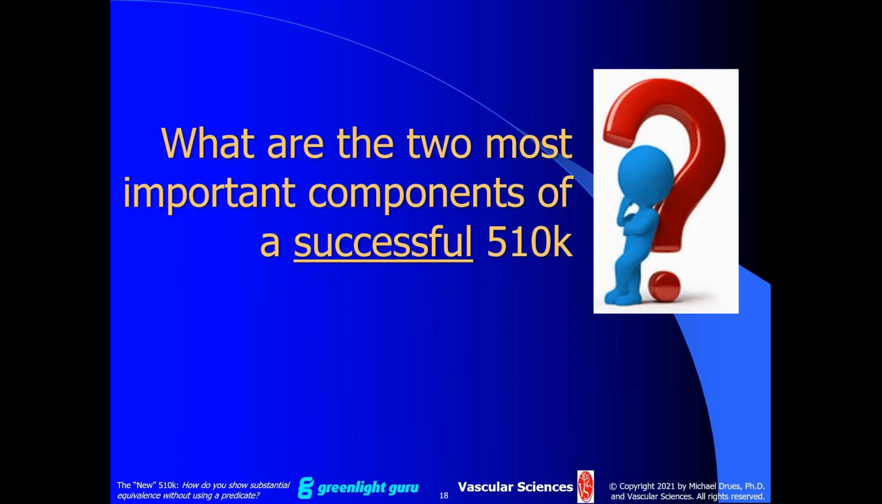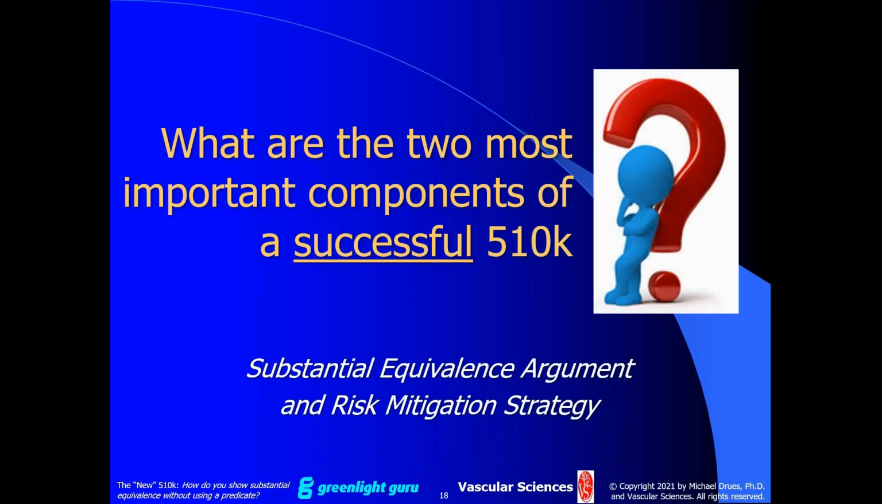And finally, just to wrap up this quick review so that we can get into the meat of this, the SP 510(k), what are the two most important components of a successful 510(k)? Simply put, substantial equivalence and risk. I don't care, quite frankly, if you fill out all the forms properly, if you dot all your I's and cross all your T's. The most important components of a successful 510(k) are substantial equivalence and risk.